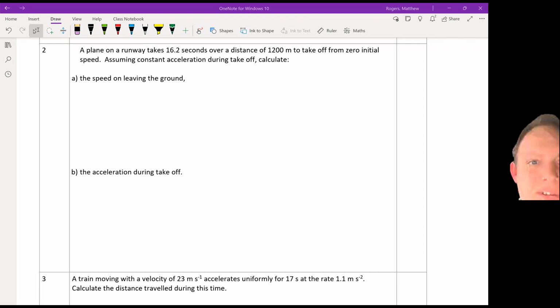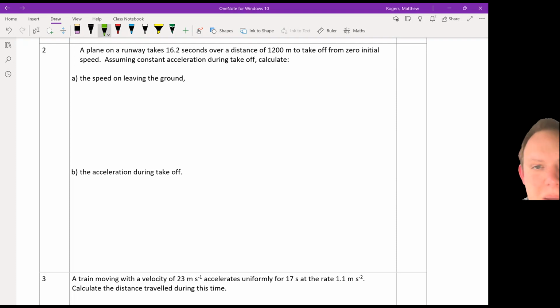This question: a plane on a runway takes 16.2 seconds over a distance of 1,200 meters to take off from 0 initial speed. Assuming constant acceleration during takeoff, calculate the speed on leaving the ground in part A and the acceleration during takeoff in part B.